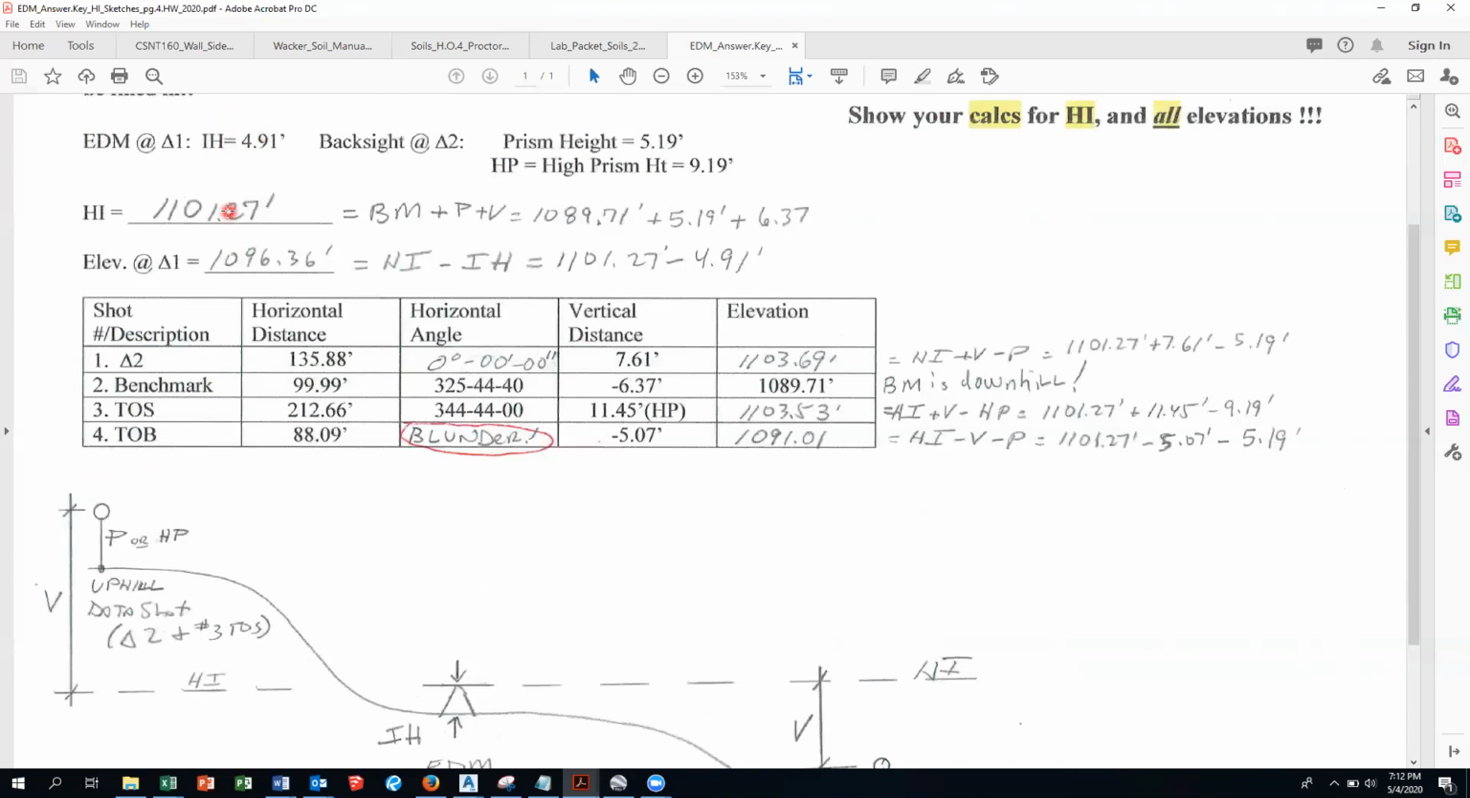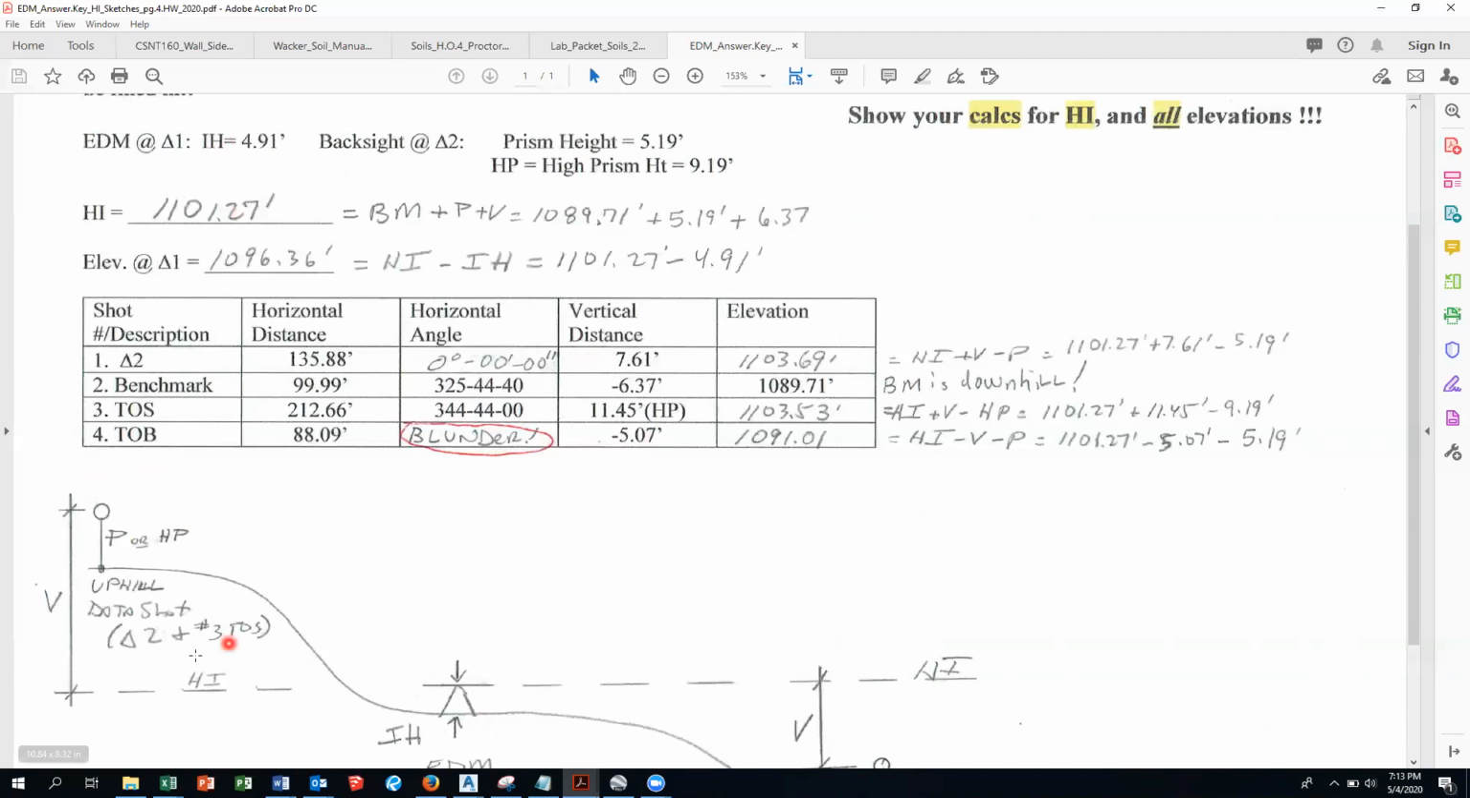Okay, once you do that, then every other elevation of subsequent data points is based on your HI. It's like running a laser level in the lab. Once you backsight on that benchmark, at the backsight to your elevation, everything else is in relation to the HI. So now if you go to this one, this is a vertical distance of 7.61. It's positive, which means what? I'm looking uphill.